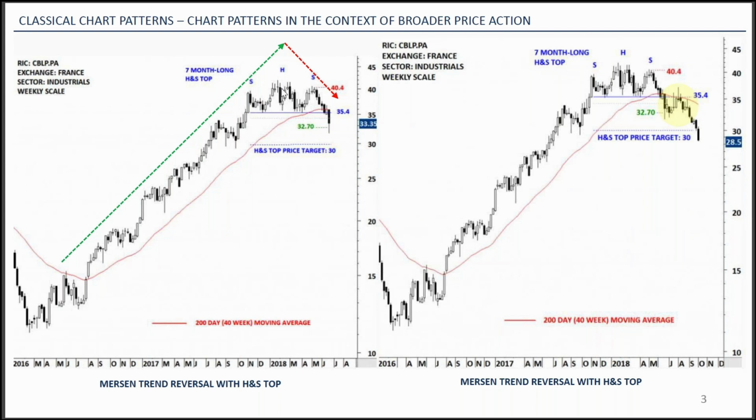So the context of broader price action is basically explaining this, looking for the direction of the trend prior to the chart pattern formation, where the chart pattern is taking place.